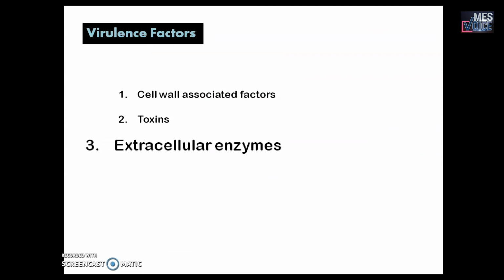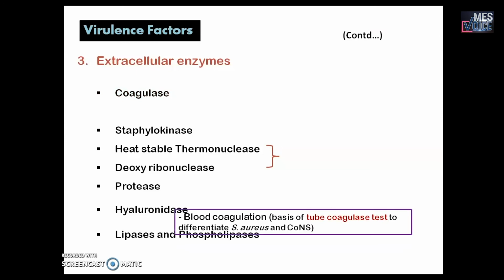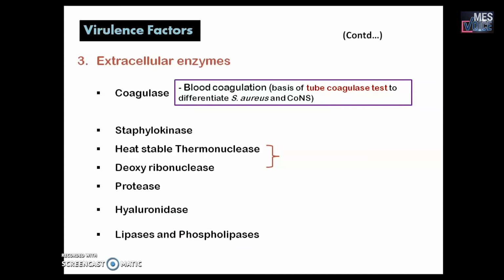Third and the final virulence factors are extracellular enzymes, which consist of coagulase, staphylokinase, heat stable thermonuclease, deoxyribonuclease, protease, hyaluronidase, lipases and phospholipases. Coagulase enzyme is involved in blood coagulation, which forms the basis of the coagulase test to differentiate coagulase positive Staphylococcus aureus and coagulase negative Staphylococcus or CoNS.